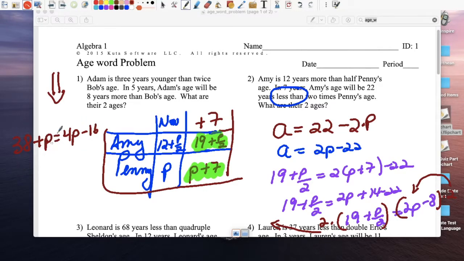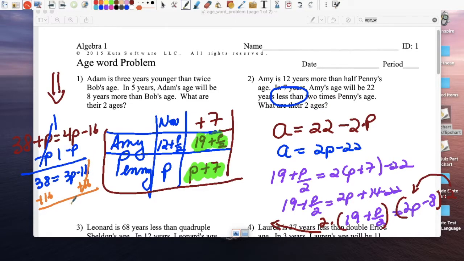I have P on both sides, so I get rid of one of them. Let me get rid of minus P. I'm going to do minus P on the other side, right? So the 2P goes away. I'm left with 38 equals 4P minus P is 3P minus 16. It's a two-step equation now. My story tells me that I'm going to have to do plus 16 on both sides.